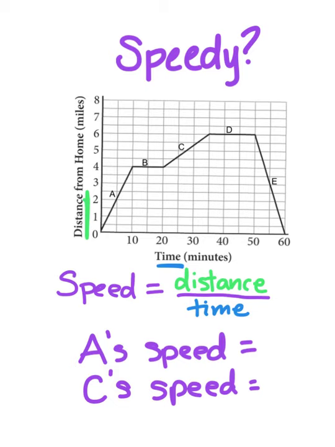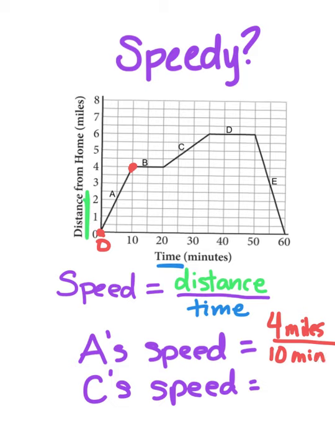In section A, she starts at 0, and she goes all the way up to here. So in terms of distance, that's 4 miles. So on the top, I'll write 4 miles. And then I want to see how long it took her. So I go down to my x-axis, this part's 0, and I notice it goes from 0 to 10. So it took her 10 minutes.